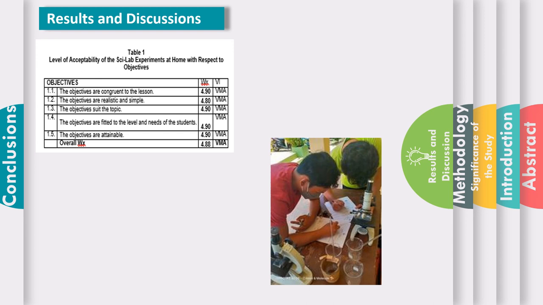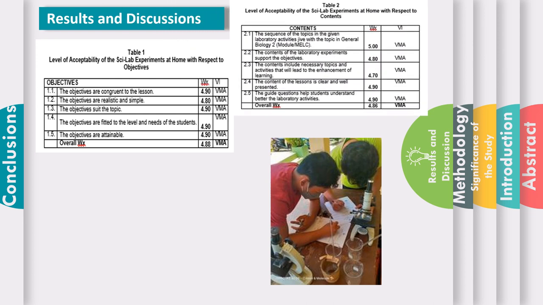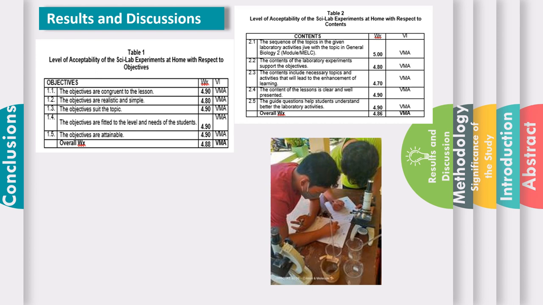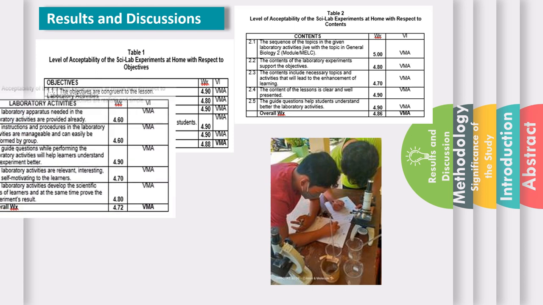The researcher recommends that in order to develop scientific skills of the students, even at home, the students should execute scientific experiments in the form of SciLab experiments at home. Same is true with Table 2 with respect to the content, with an overall mean of 4.86, which is very much accepted. The researcher recommends that in order to develop scientific skills of the students, specifically in terms of the content and objective and the materials of the SciLab experiments, it is better to utilize teacher-made SciLab experiments at home to further target the needs of the students in developing their scientific skills.